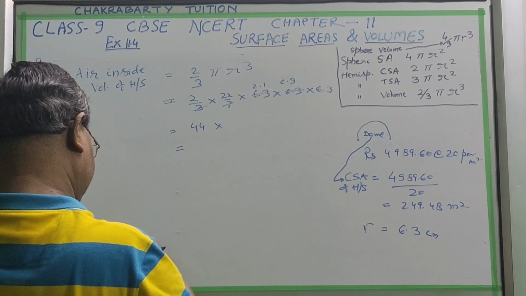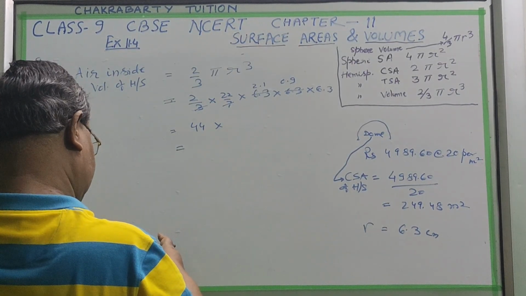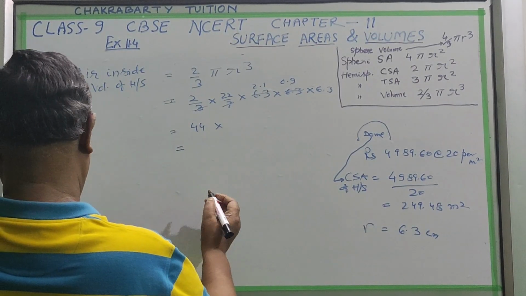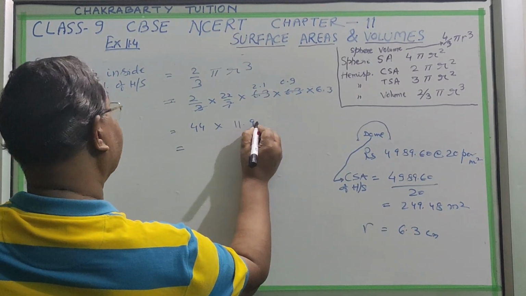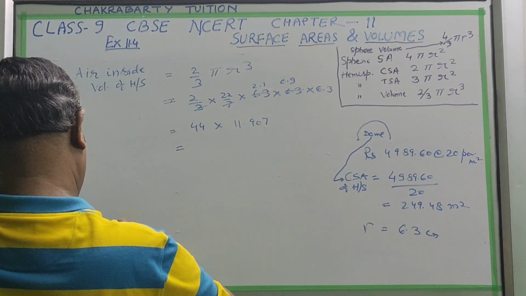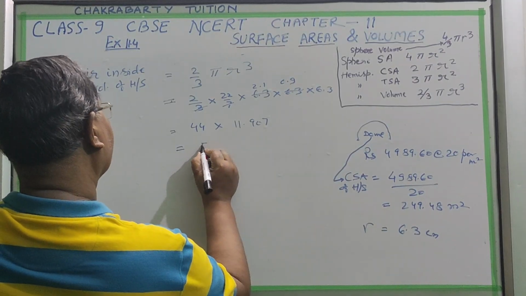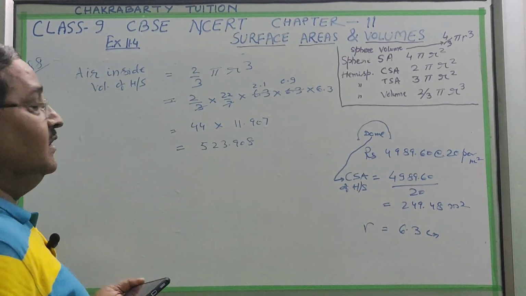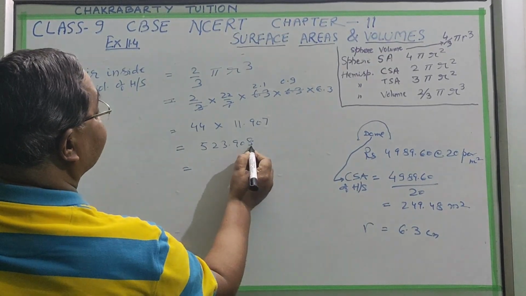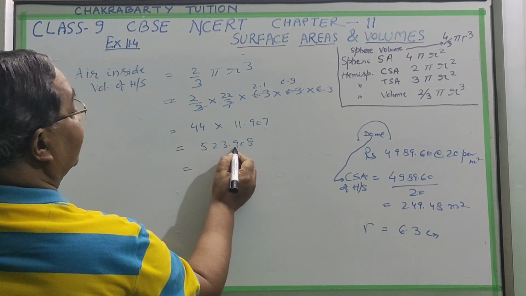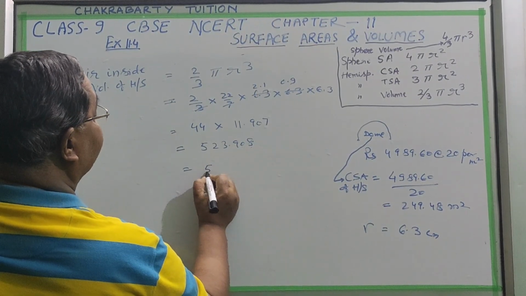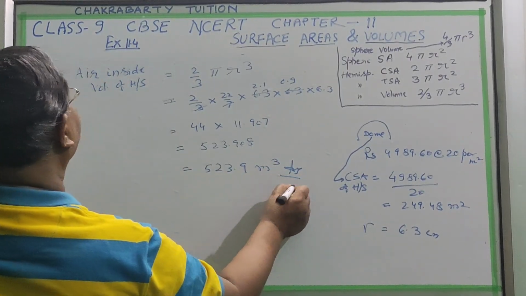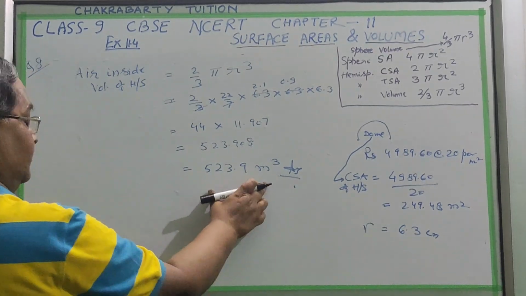2.1 into 0.9 into 6.3 equal to 11.907, into 44 equal to 523.908. So 523.9 meter cube will be your answer. Air inside the hemisphere, this will be your answer.